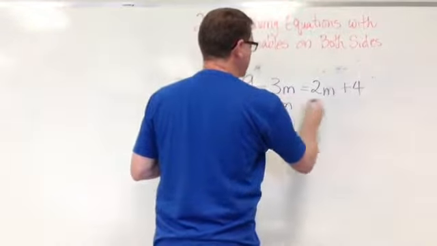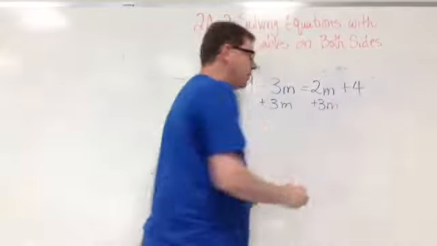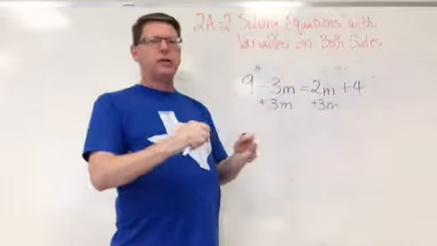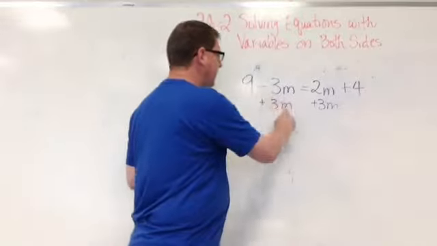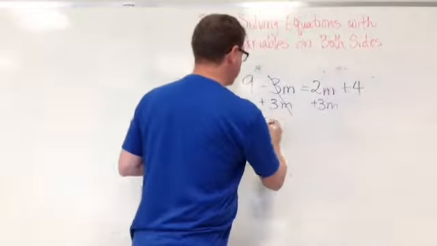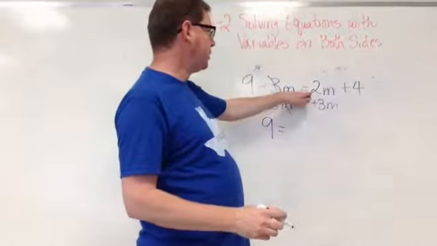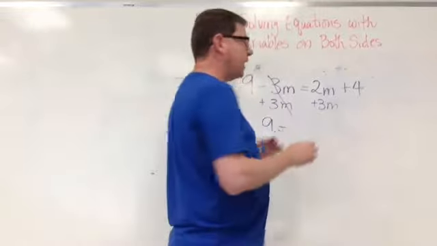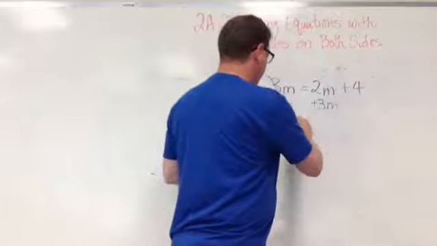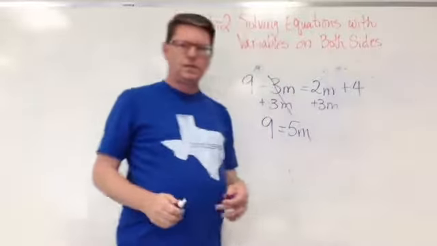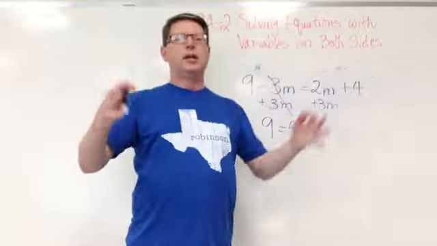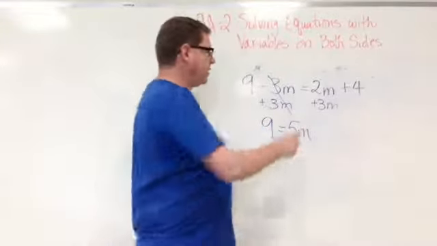Plus 3m, plus 3m. Remember, the m's have to go with the m's because we're combining like terms, and you can't add an m to something that doesn't have an m. So these cancel out, and all I'm left with is 9 on this side. And then I have 2m plus 3m, and 2 plus 3 is 5. 5m. I've got 2 m's and 3 m's, and if you put them together, you get 5 m's. And then plus 4.